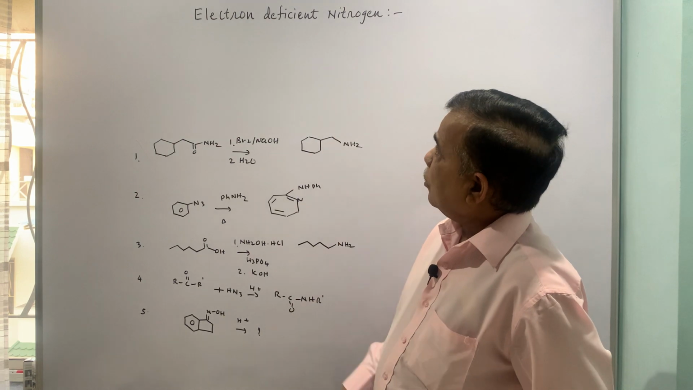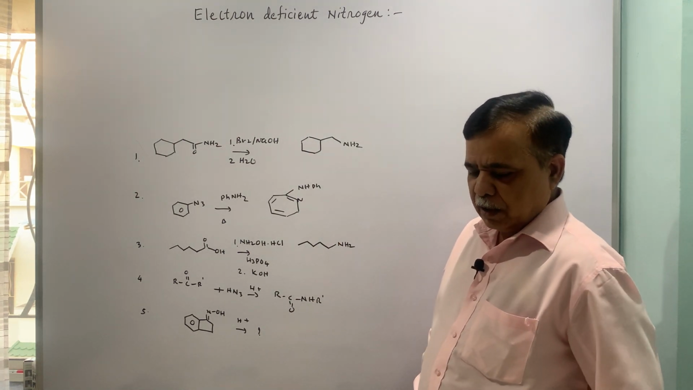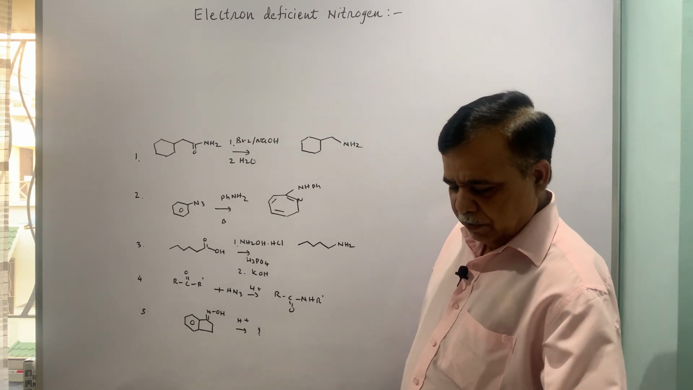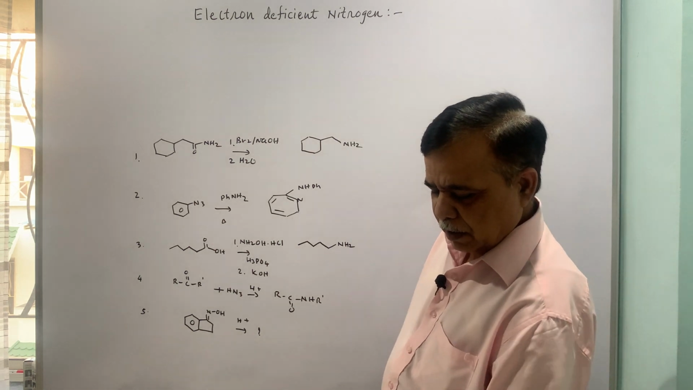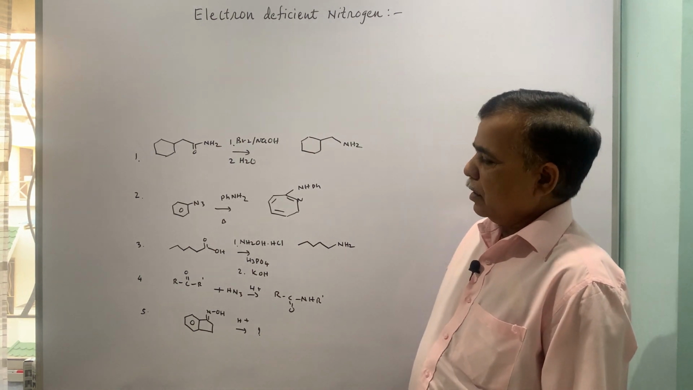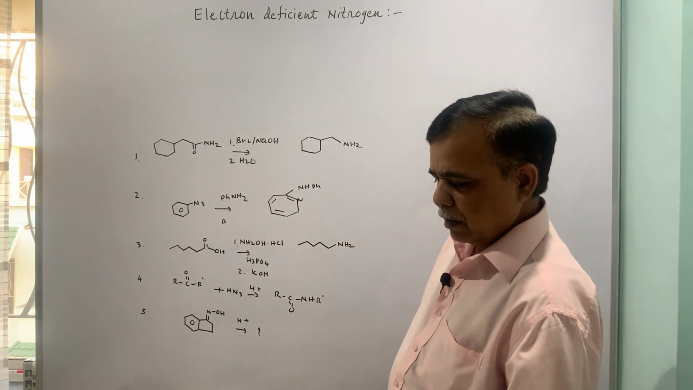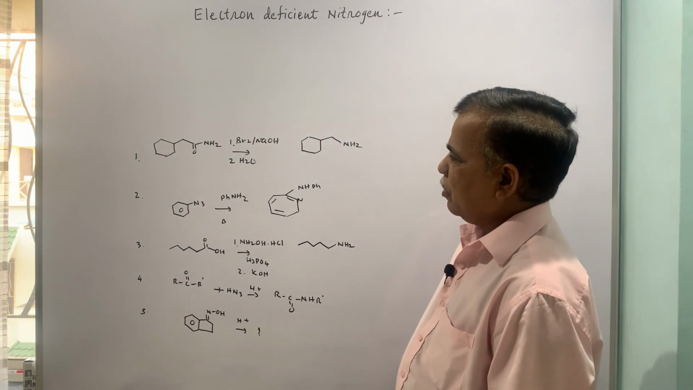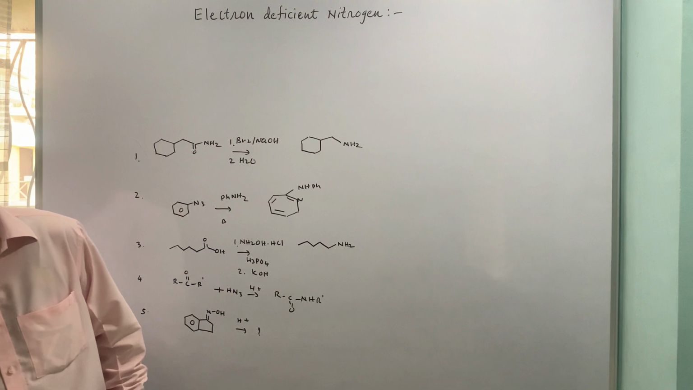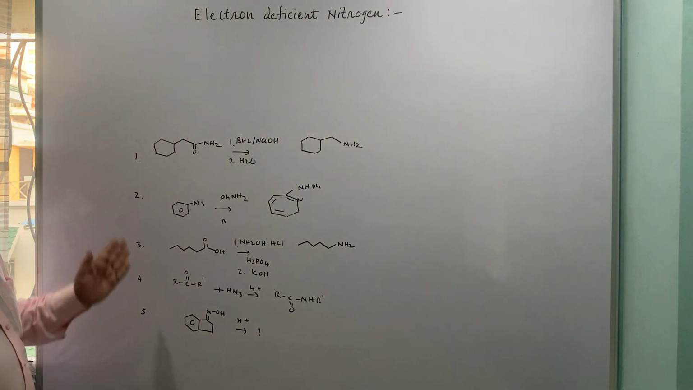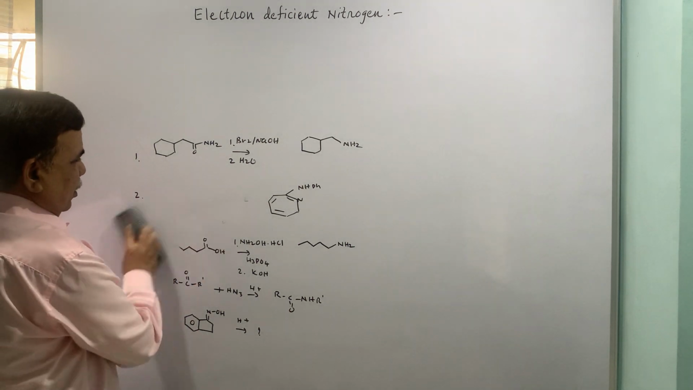Rearrangements at electron deficient nitrogen. We have to do one more, that is electron deficient oxygen, and once we are done with that, we have to see the sigmatropic rearrangements, the thermal and photochemical rearrangements, and lastly we have to revise the things, and that is what the rearrangement chapter is all about. Okay. These are 5 reactions.